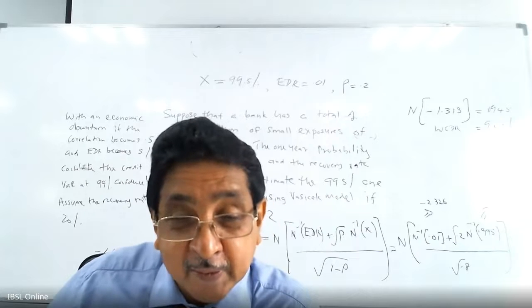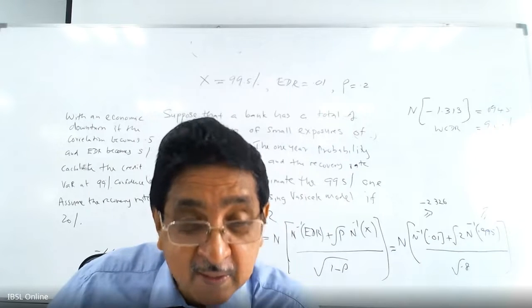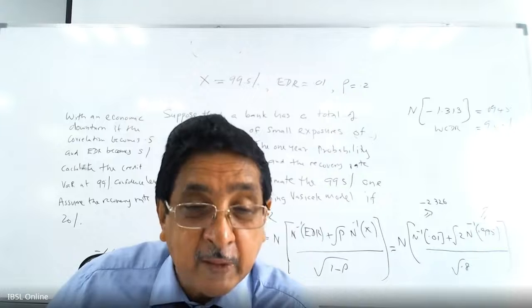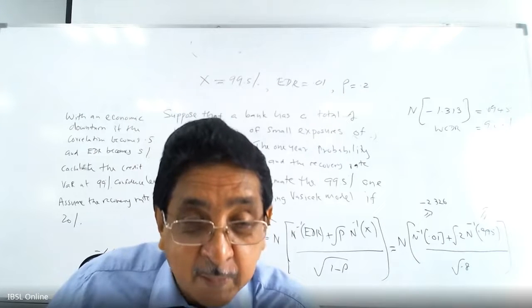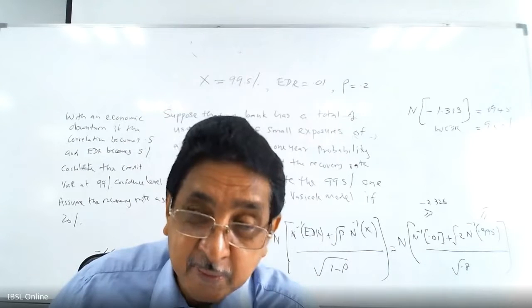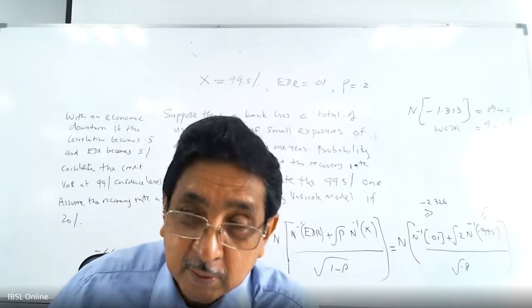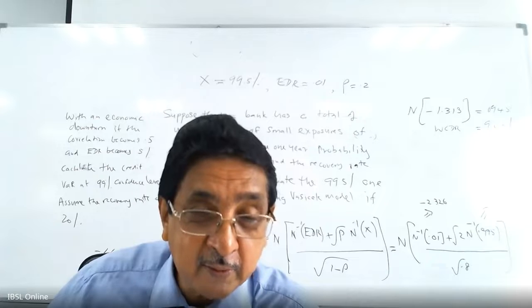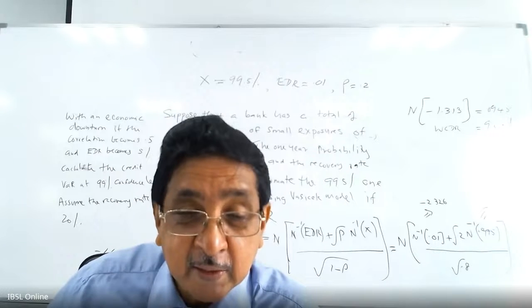But our unexpected loss we got as 6 million, is it? Then the economic capital would be 6 million minus 400,000. So that is 5.6 million. Yes, 5.6 million is the economic capital.